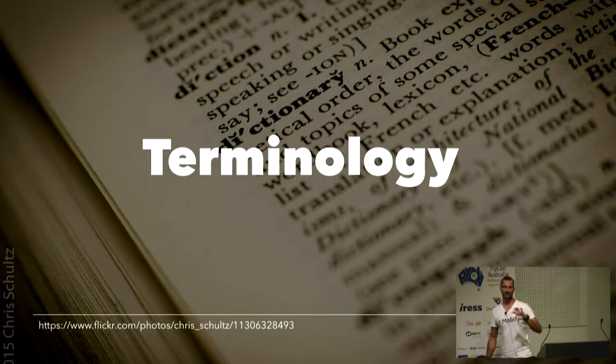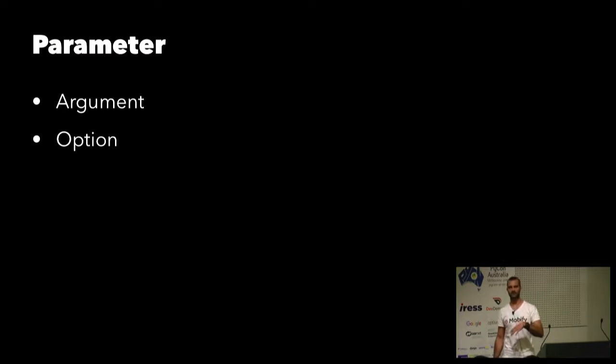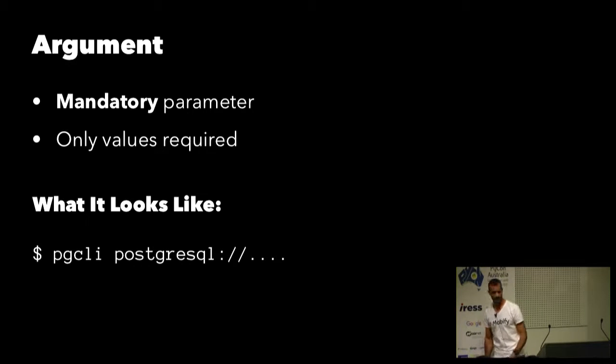Before I get into that, a little bit of terminology as I'll use it, so that we don't talk about the same things in different ways. When I talk about parameters on the command line, there are basically two types, technically three: the argument, the option, and a type of option, the flag. An argument is a mandatory parameter that you have to pass in, otherwise the application will say, no, I don't know what to do. It's usually just the value itself. If you look at the pgcli client, you pass in a database URL, which contains all the information about how to connect to the database. If you don't give it that, it doesn't know what to do.